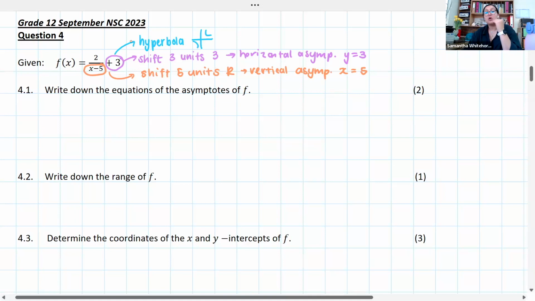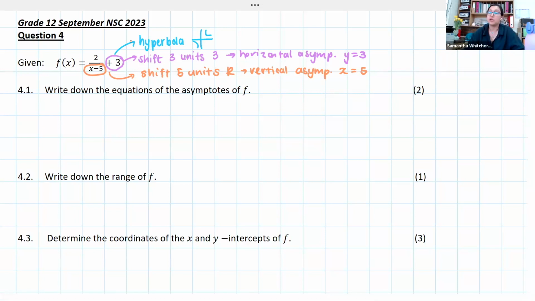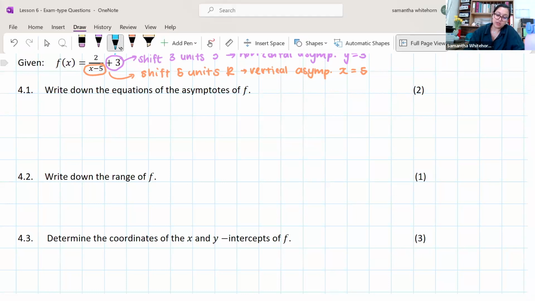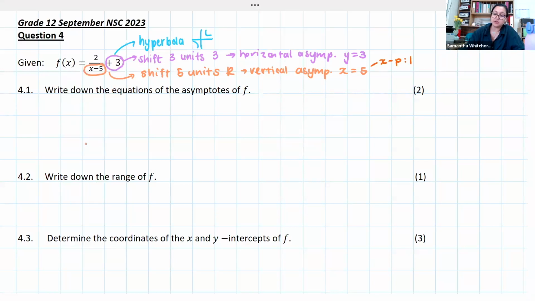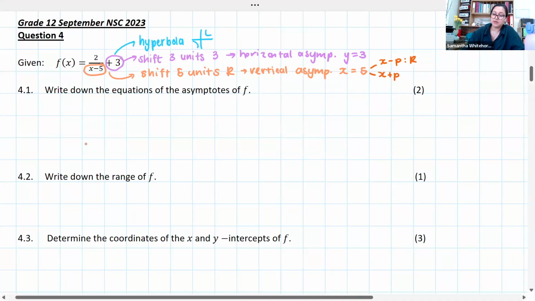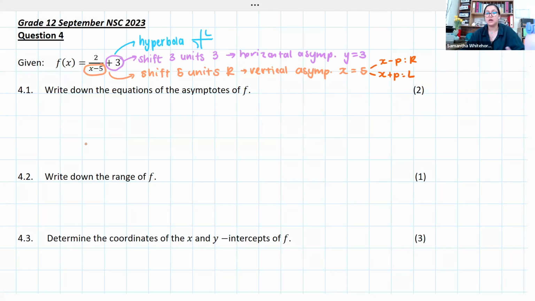So already I've got a whole bunch of information that's going to help me draw my graph and answer different questions if they ask me range, domain, equations of asymptotes, etc., which is actually the first question. Just a quick reminder for this last shift: if it's x minus p, that's a shift right. If it is x plus p, that's a shift left. It's always counterintuitive. When it's negative, we generally think it should go left, but it's actually going right.